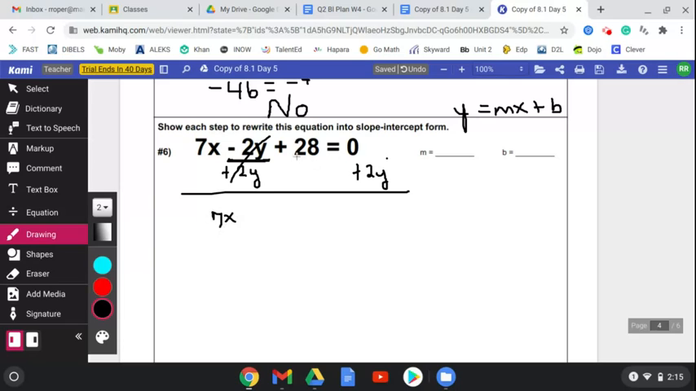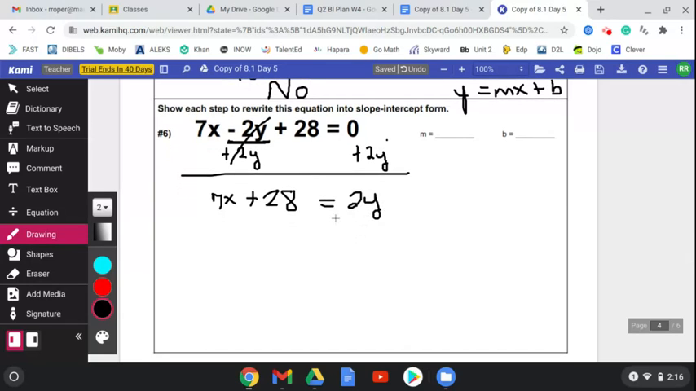I bring it down. I bring the plus 28 down. I bring my equal sign down. Over here, I have a 2y. Okay, so I'm on the way to getting y by itself. This is 2 times y, 2y. That's what 2 times y means, or 2y means. How do I undo multiplication? I undo multiplication by division. So I'm going to divide every term in the entire equation by 2.